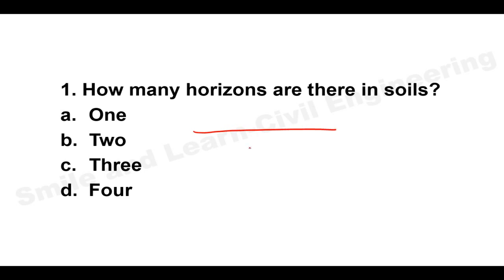First, there are 4 horizons. Option D is the correct answer. But what are the 4 horizons? You need to know this. The first one is the O horizon. So what is this O horizon? This is the top layer, and generally this layer consists of organic type of soils.